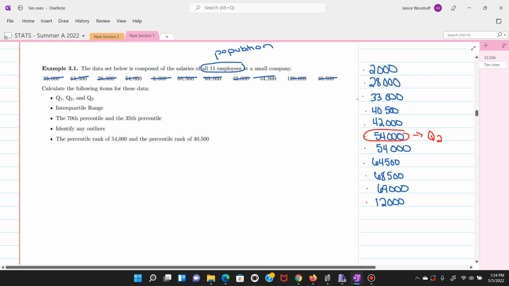Quartile 1 then is the median of the lower half of data. So if I'm looking at these 5 pieces of data here, here's the median. That's quartile 1. And then quartile 3 is the median of the upper half of the data. So that's right here, quartile 3. Okay, so we've got quartile 1, quartile 2, quartile 3. So that's the first part.